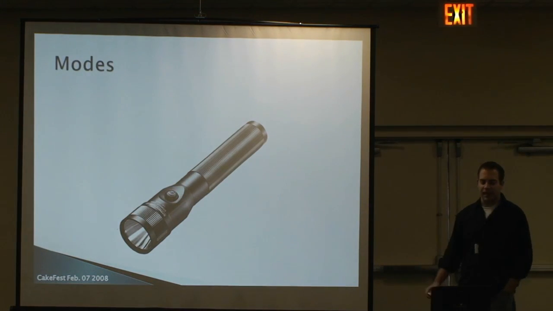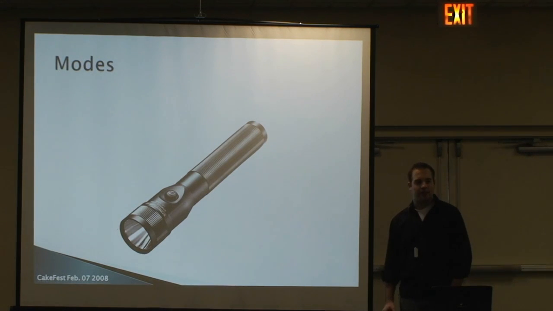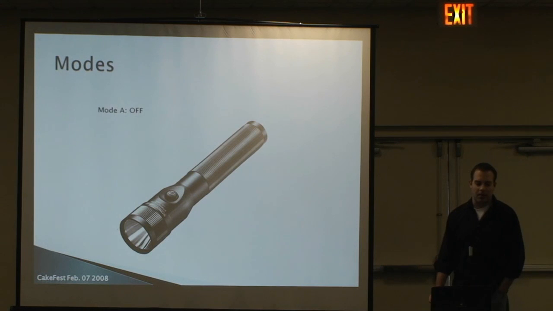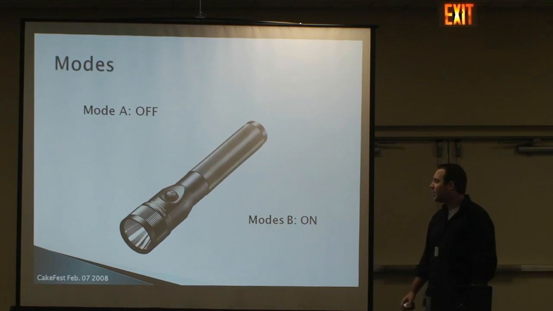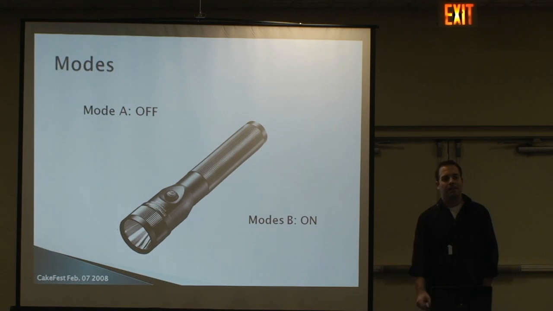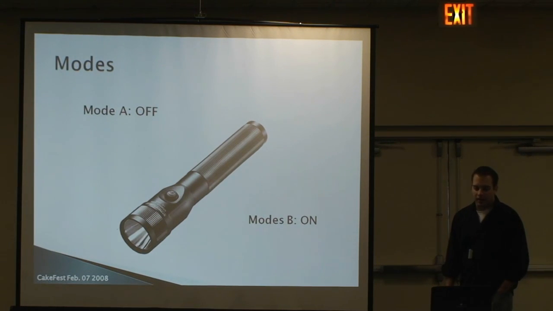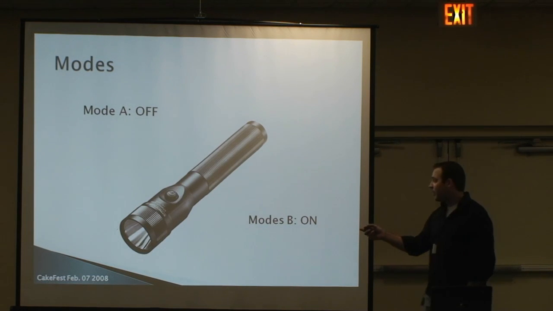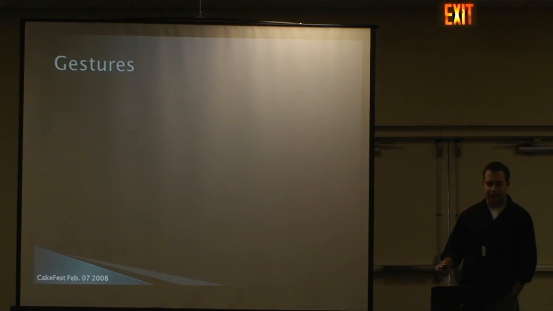Okay, so modes. We have the basic flashlight concept. It's a design we've probably all seen. This flashlight has two different modes. Mode A is off, and mode B is on. In a flashlight's case, the mode is changed by clicking the button. When the flashlight is off and you click the button, the mode is set to on. We're going to use this flashlight example to go through the rest of these definitions.